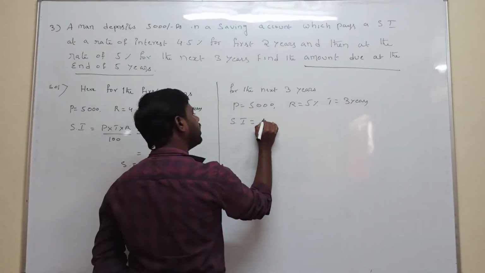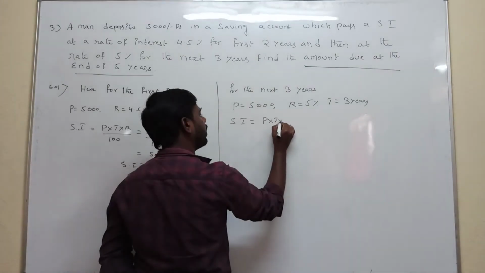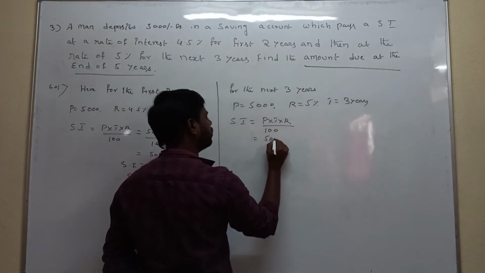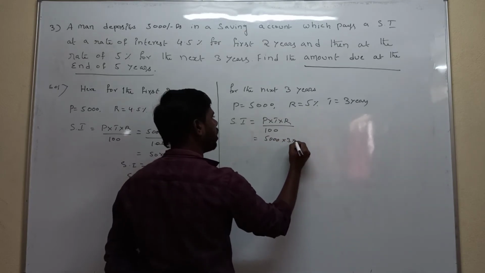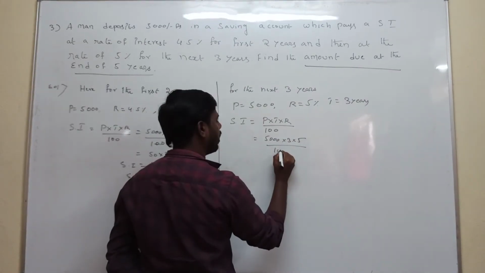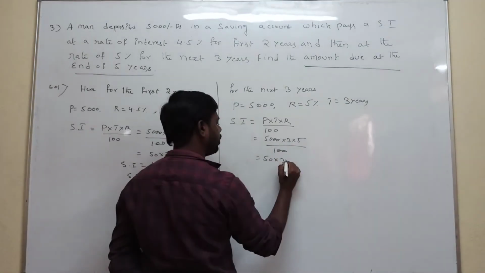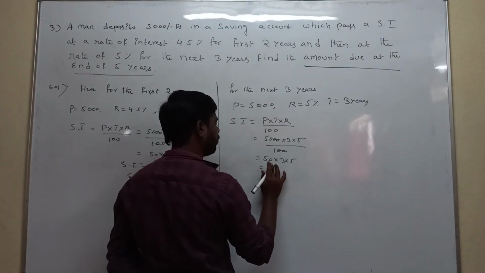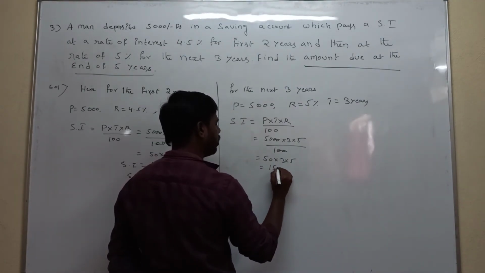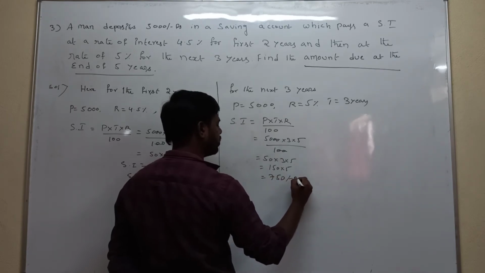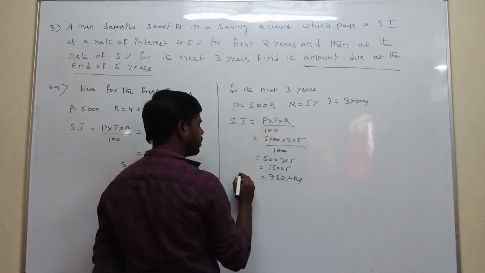The simple interest formula is PTR by 100. Now we are substituting the values. P value is 5,000, T value is 3 years, R value is 5 divided by 100. These zeros cancel. 50 into 3 is 150. So 150 into 5 is 750 rupees. This is the simple interest for the next 3 years.